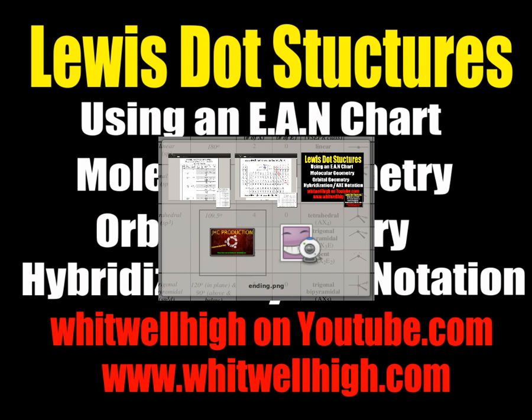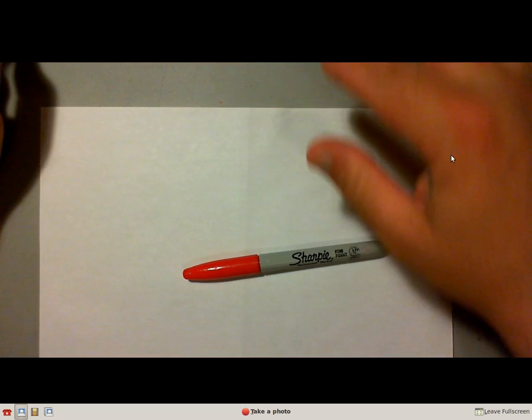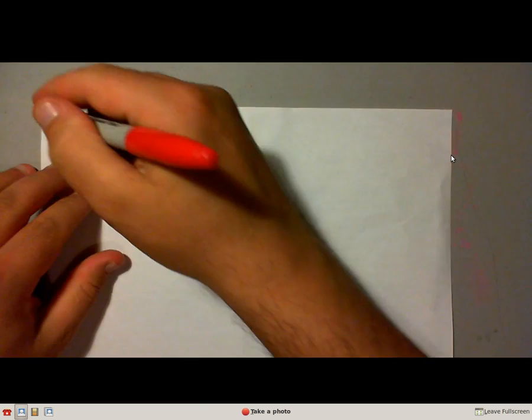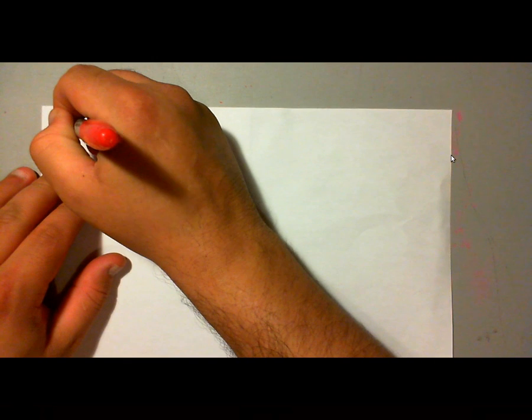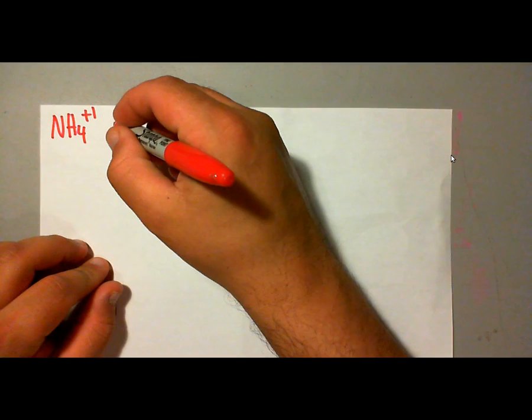What we're going to draw tonight is, let me maximize the screen, we're going to draw the ammonium ion. Now, the ammonium ion has this for its formula, NH4 with a positive 1 charge. This problem's different because it's got a positive 1. So let's go ahead and get started on our Ion chart.